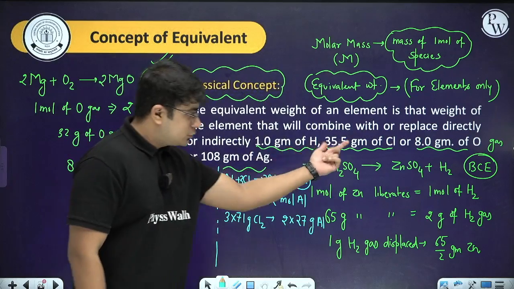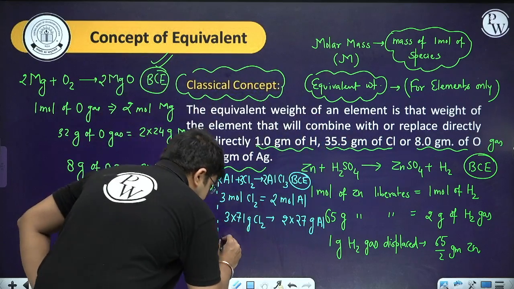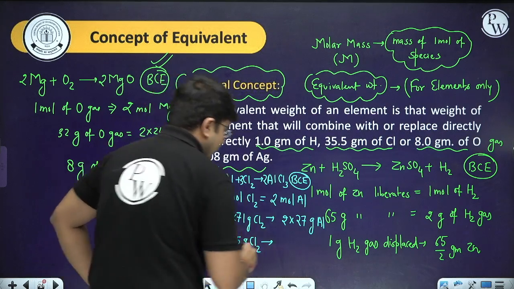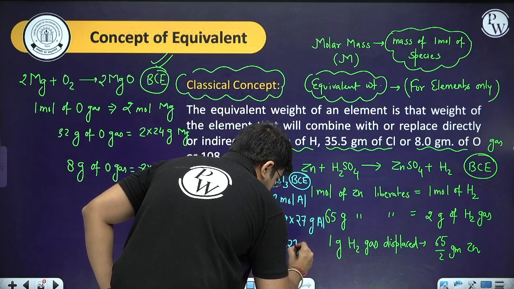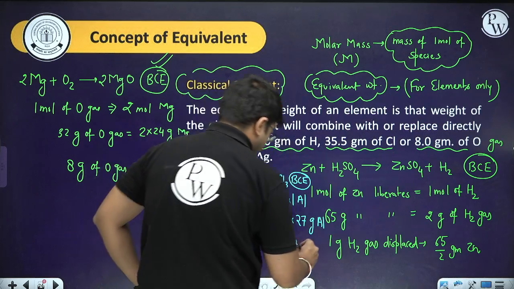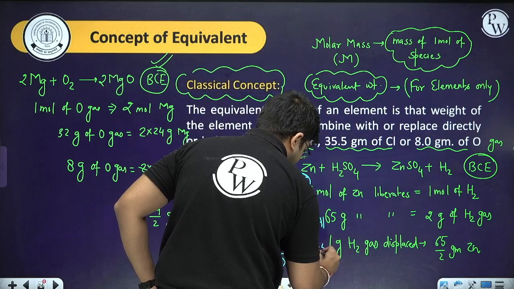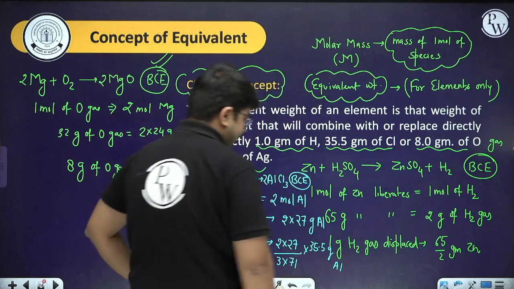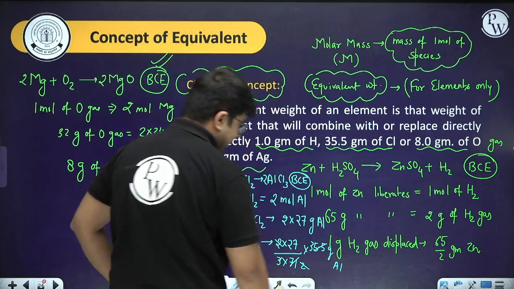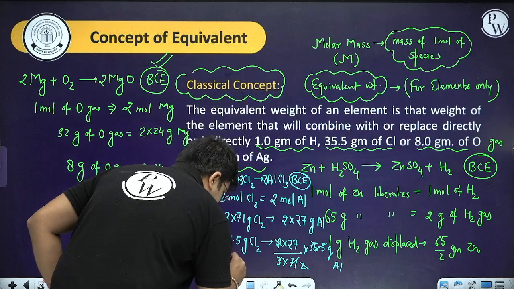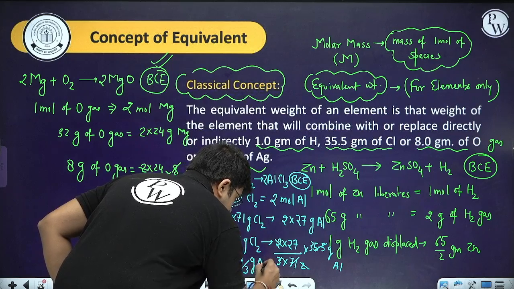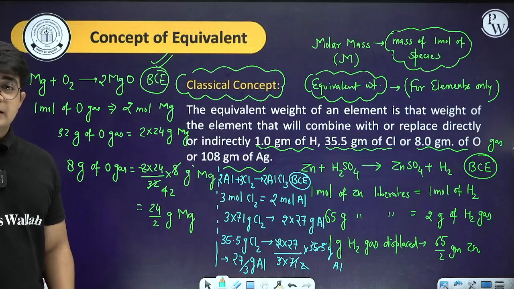Now according to definition that should be 35.5. So I can say that 35.5 gram of chlorine gas will require 2 multiplied by 27 divided by 3 multiplied by 71, multiplied by 35.5 gram of aluminium. So that will be 35.5 twice. This is going to be cancelled out. So that should be 27 divided by 3 gram of aluminium.